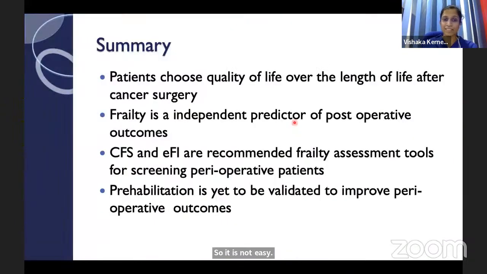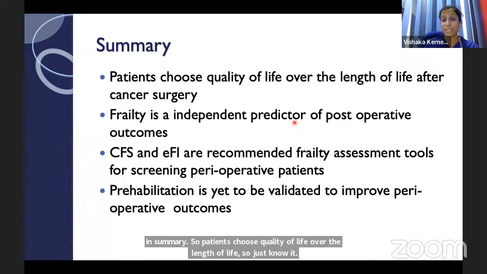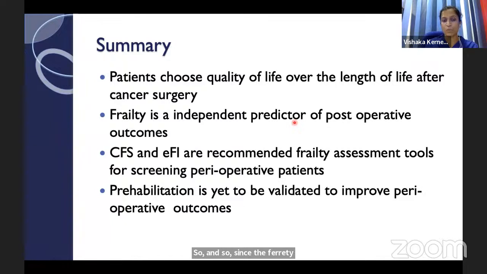So in summary, patients choose quality of life over the length of life. So just know it. Since frailty is an independent predictor of post-op outcome, please measure it.